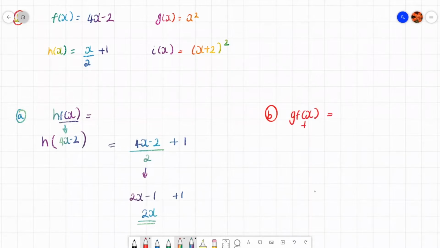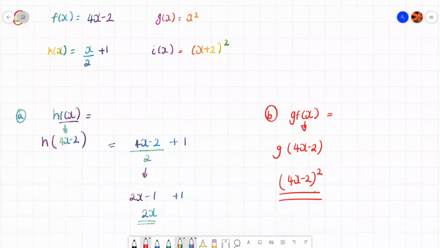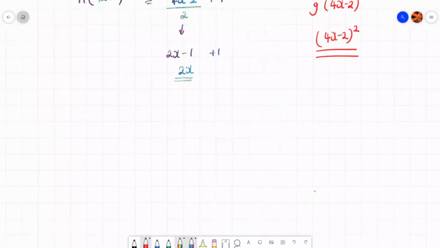Okay, so we're going to take the f function first, which is 4x minus 2 again. And I need to apply g to it. Now g is x squared, isn't it? So I've got to replace x with 4x minus 2. So I've got 4x minus 2 all squared, and I can leave it as that. I don't have to multiply the brackets out. Okay. Right, let's have a look at another example.